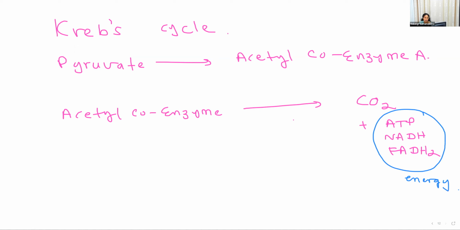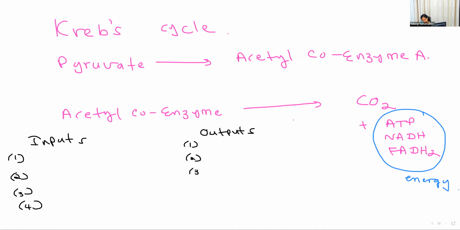So this is what we did. You can just look at this and write down the 4 inputs and 4 outputs. You can write down pyruvate or acetyl-CoA as the input, right? Or you can write down slash and mention both, whatever. Write down 4 inputs, 4 outputs.